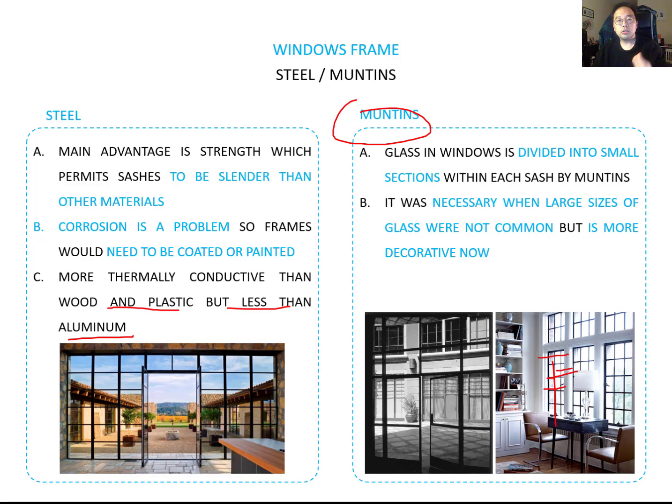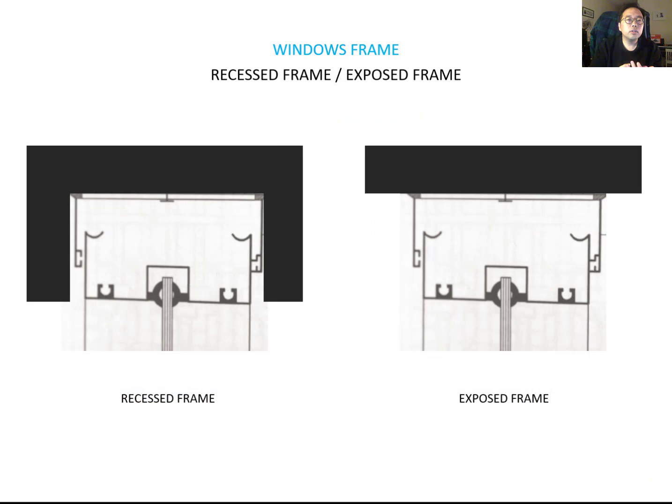Okay. Also, we talk about the different window framing types. You can see these two joint types: one is the recessed frame, one is the exposed frame. Depending on the design proposal and design aspect, sometimes you can totally recess the frame into the wall, and sometimes you can expose the window frame to the outside or inside. This is totally up to your design point. For a better understanding, look at these two projects.